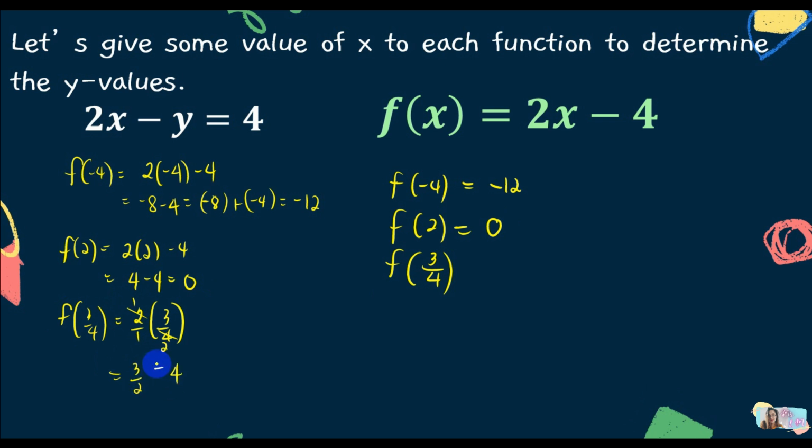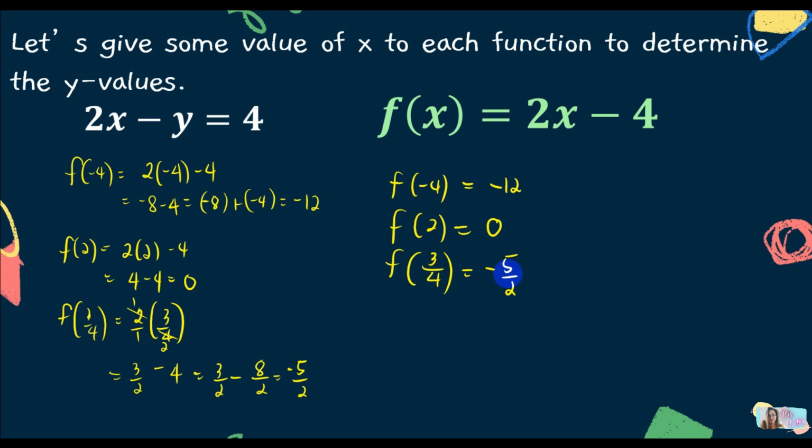Combine it with negative 4, magkakaroon po tayo ng 3 over 2 minus 8 over 2. To form the whole number into a fraction, you have to multiply it by the LCD. So 8 over 2. And now 3 minus 8, that is 5 over 2. And then the sign of the greater value, that is negative. So for the f of 3/4, the answer is negative 5 over 2. So again, to get the value of y given the value of x, you just need to substitute that value to our linear function or equation and then solve it properly to arrive at the correct y values.